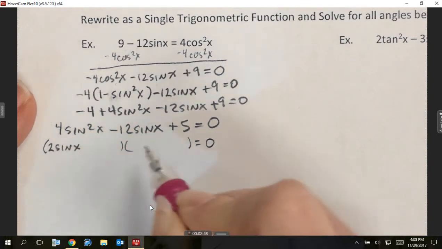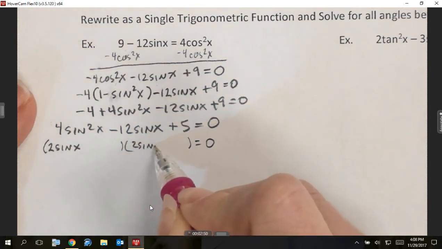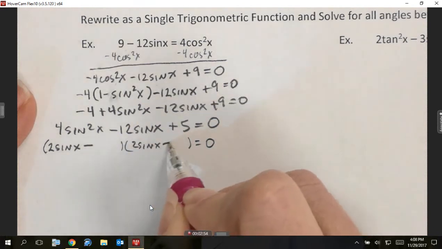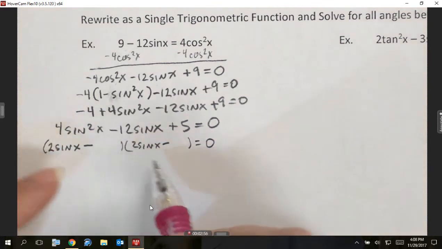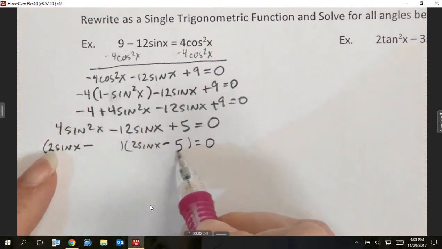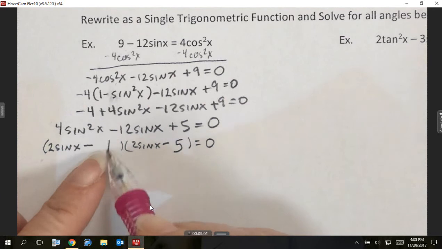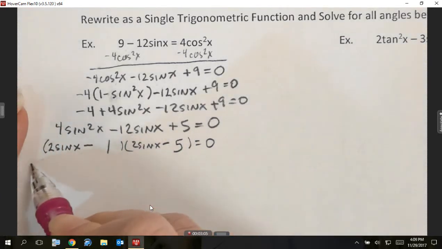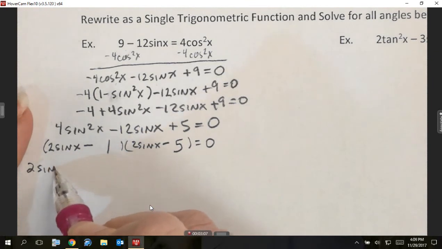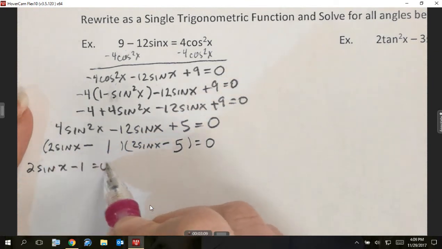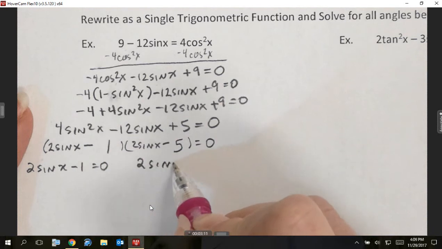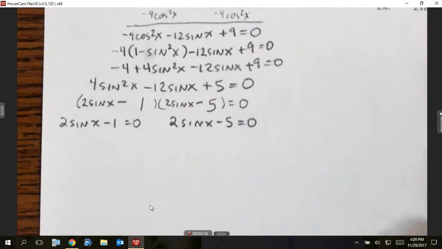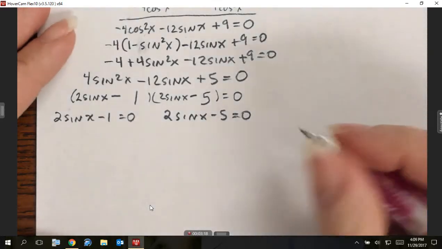2 sine x, 2 sine x. This is plus 5, so they've both got to be the same sign. They're both going to be minus, and I have to get 12 when I'm done. So if I do 2 times 5 plus 2 times 1, then I'm going to get that -12. So I have it factored; set each factor equal to 0. And this should be what we've already learned.